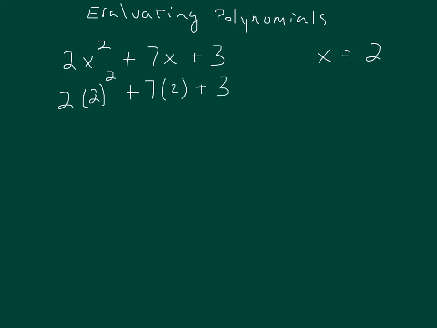So we start with exponents. 2 to the second power is 4, so 2 times 4 plus 7 times 2 plus 3. 2 times 4 is 8, plus 7 times 2 is 14, plus 3. And then 8 plus 14 is 22, plus 3 is 25. So take your time. Make sure you follow all the steps when you're doing these. All right, try these a shot really quick, and then we'll work them out.